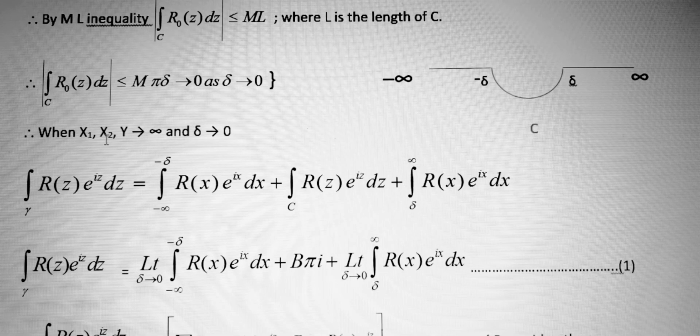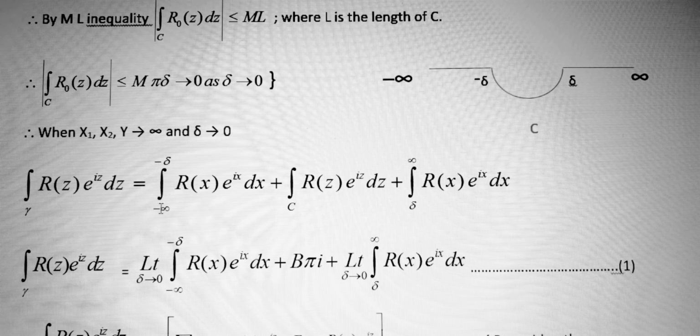Now, when x1, x2 and y tend to infinity and delta tends to 0, the integral over gamma of r(z) e^(iz) dz is the integral along this part and along these three parts. The integrals over these three parts are 0. Therefore, the integral over gamma of r(z) e^(iz) dz is the integral from here to here.